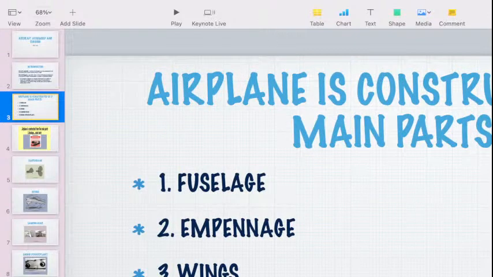Airplanes are constructed in 5 main parts, which we just went over in the introduction. We got our fuselage or main body. Empennage is also known as the tail section. Wings, landing gear, and our engine or power plant.